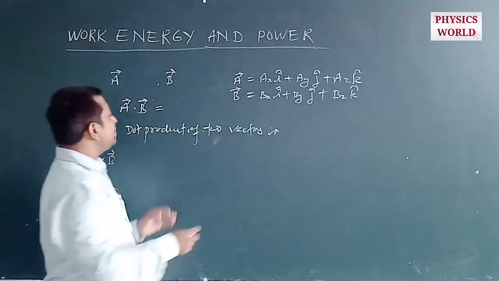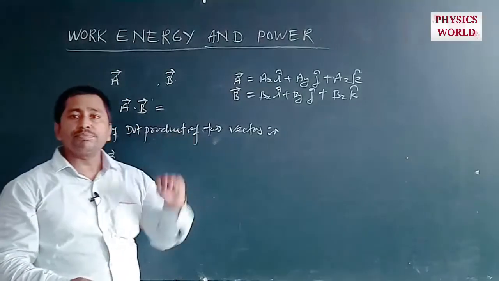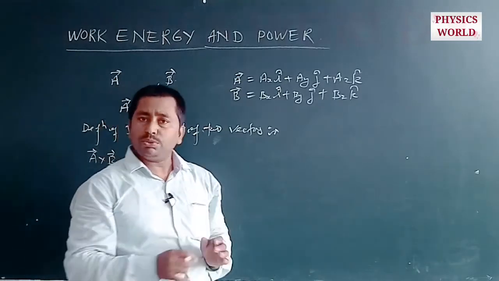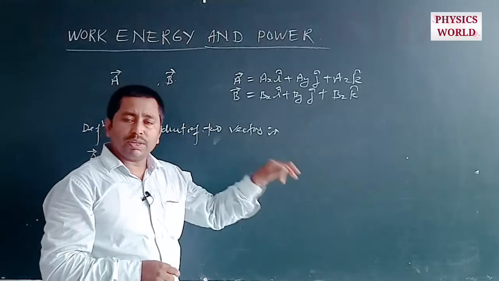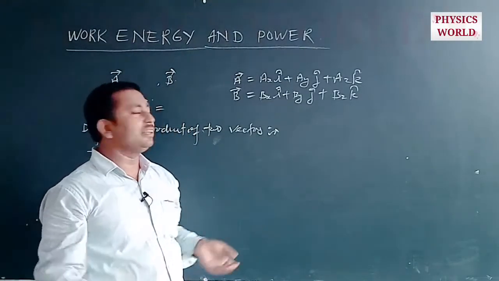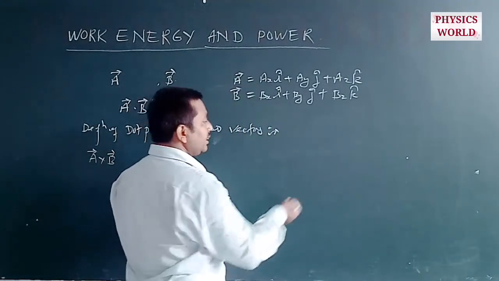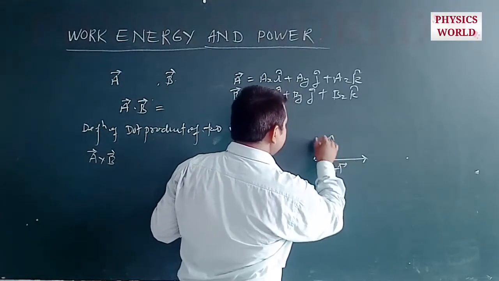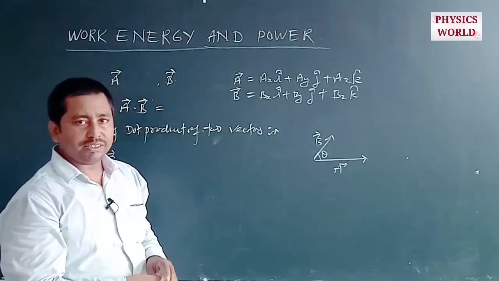So what is the definition of the dot product of two vectors? It can be defined as follows: the dot product of two vectors is a scalar quantity whose magnitude is equal to the product of the magnitude of one of the vectors and the projection of the second vector on the first. To understand this, we can draw two vectors, vector A and vector B, making an angle theta with respect to each other.